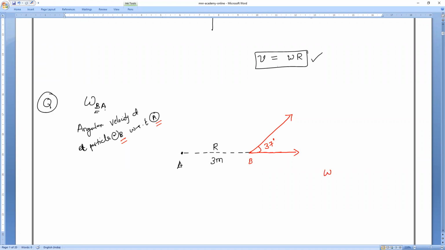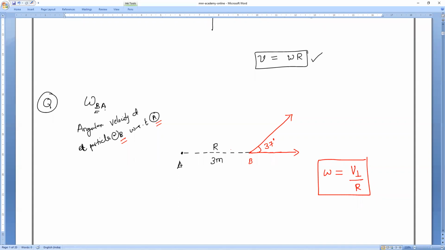Omega is equal to, from this. This is not the correct formula. What is the perfect formula which is always true? V perpendicular divided by R. Am I right or wrong, everybody? If you understand this, then you can proceed.